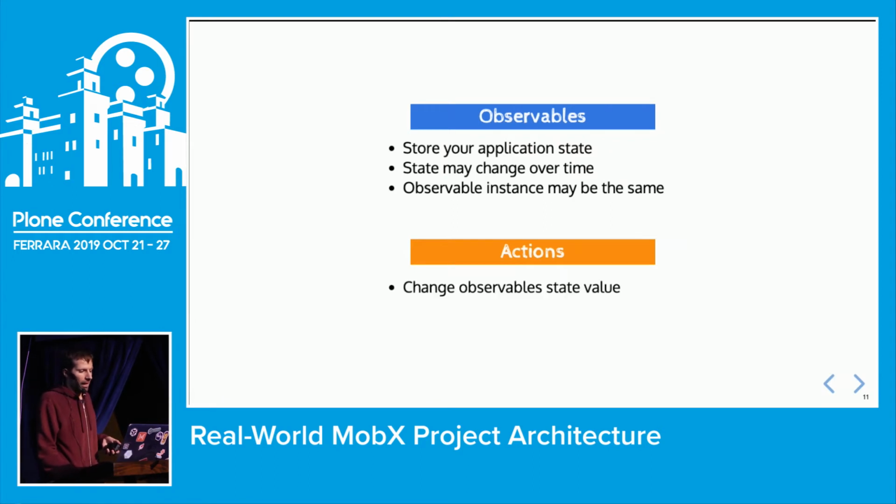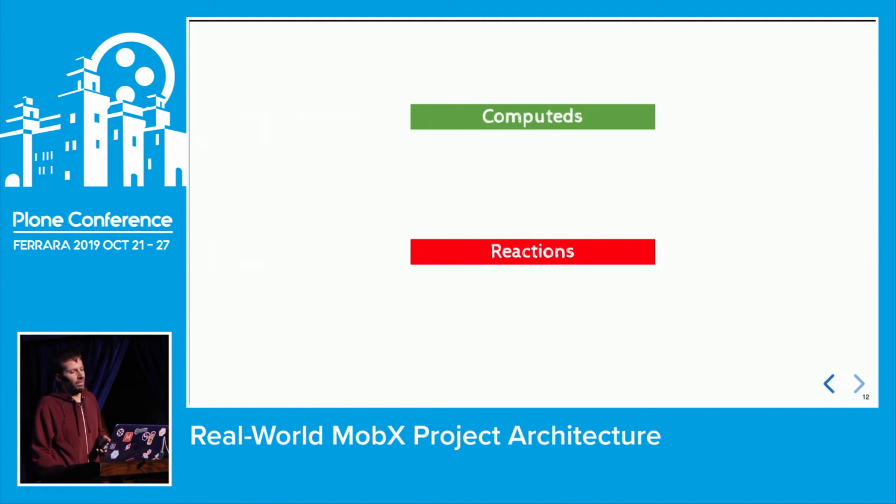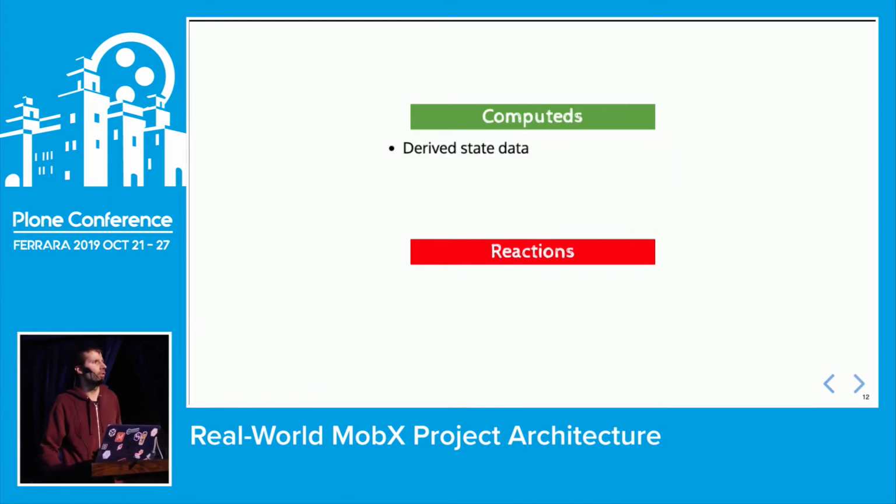And with actions, we can obviously change the value of our observable, and those actions can be triggered even from the UI or from side effects when something is met. In order to aggregate our data, we can use computeds, which are an optimized way to derive state from your existing observables. And MobX is smart enough to understand which values are used by your computeds and only update the computed value when those observables change, right?